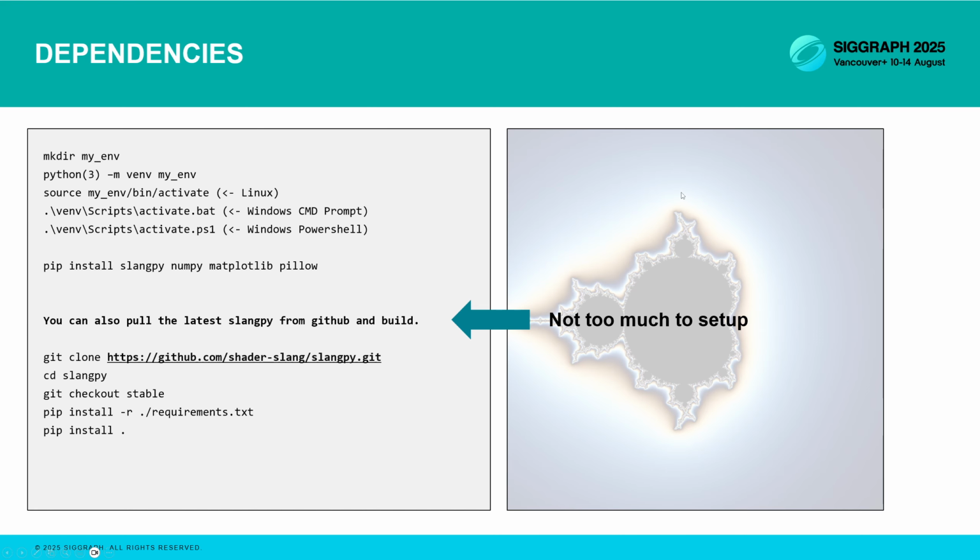So a quick word on dependencies and installation. Very easy to install. You really just go pip install slangpy. So if you're a Python head, you'll know how to do that. Worth setting up a Python environment to work in. If you're new to Python, it's very simple to do. You can use the Python venv package if you're working on Linux. You can also use Conda. But the setup for SlangPy is incredibly simple. You can also pull the latest SlangPy from GitHub and build that directly as well.